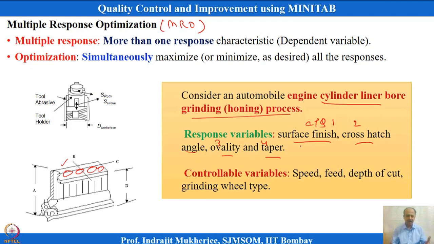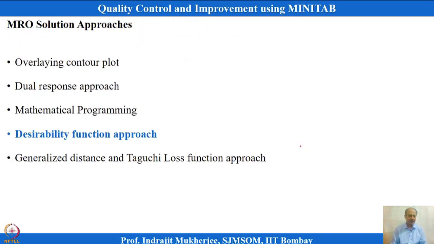What happens is that the problem is known as a multiple response optimization problem. How can it be solved? There are many ways of solving this. So we will talk about one method known as the desirability function approach, which is available in the Minitab interface.